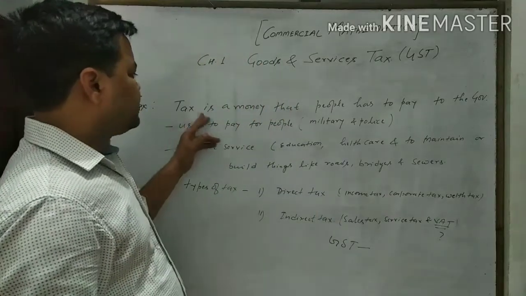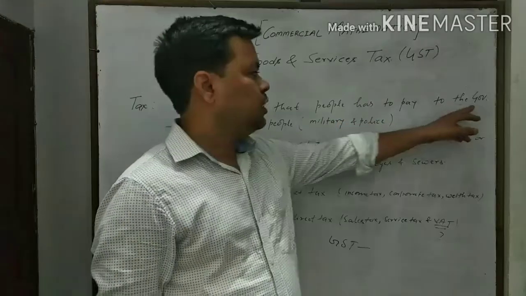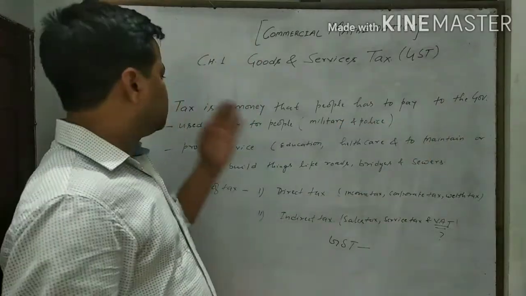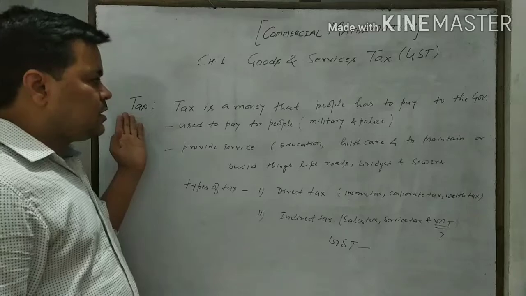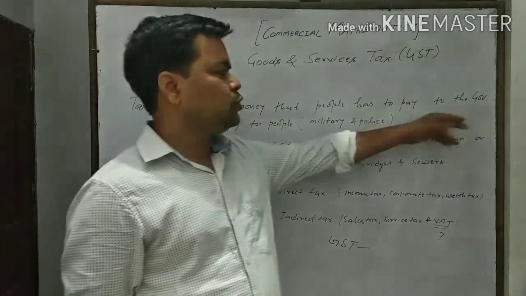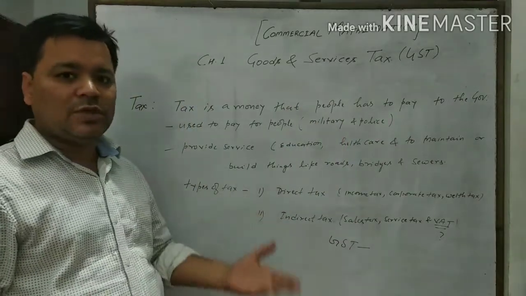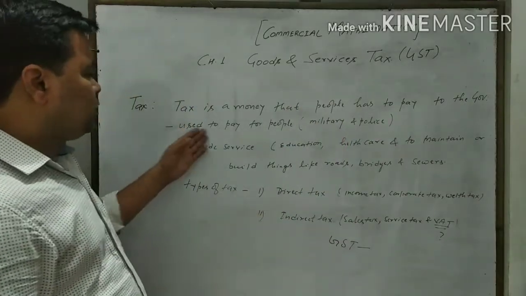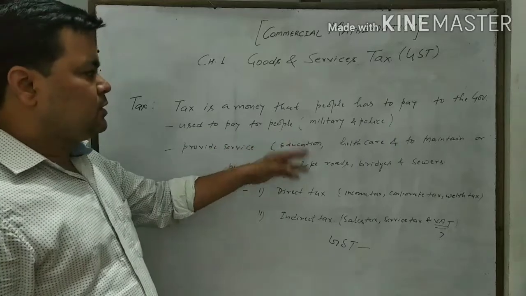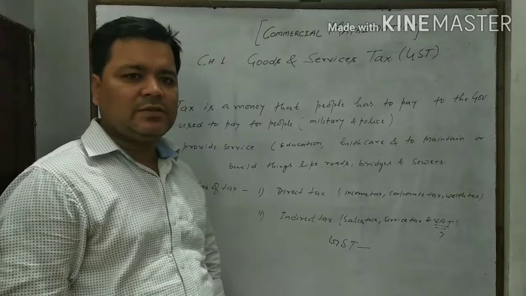Basically, tax is money that people have to pay to the government. What is the use of tax? Tax is used to pay for people such as military and police, and there are many others also.